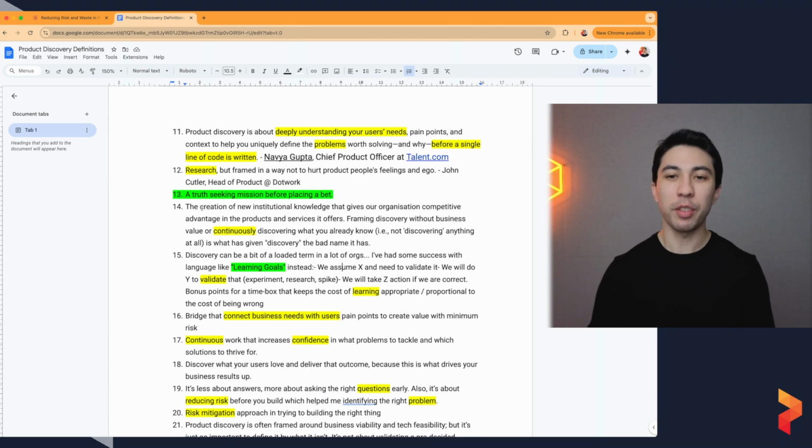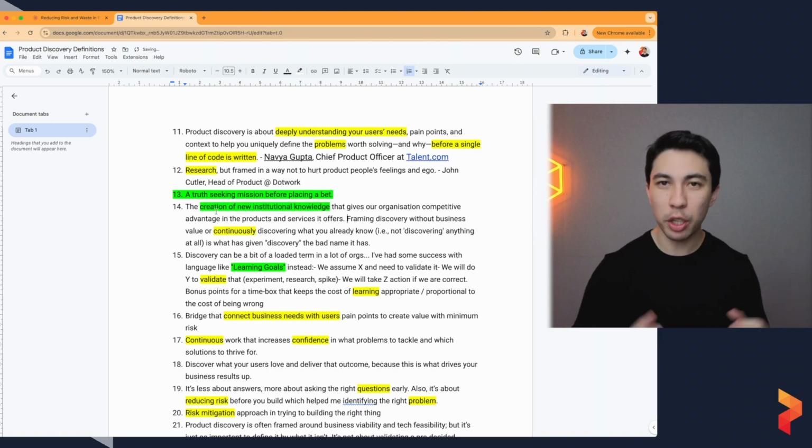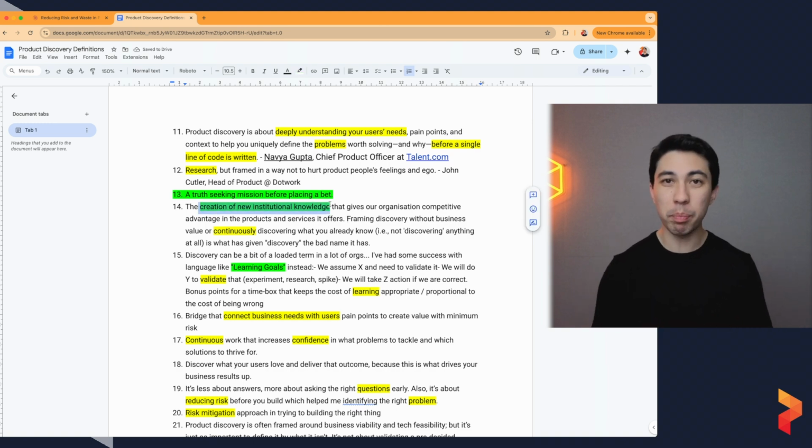Another one that's definitely worth calling out, I think it was Jano who made this comment and framed it this way: the creation of new institutional knowledge. That goes back to what I was talking about before. One of the byproducts of discovery is that you build intuition over time, that knowledge is shared in the organization, and we become smarter, we know our customers better, and we know how to build better products as a result.